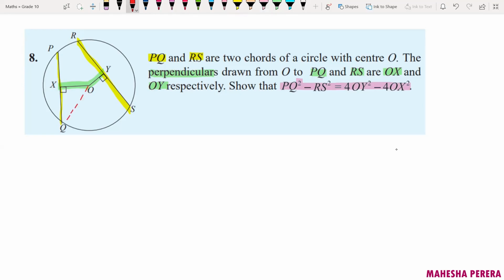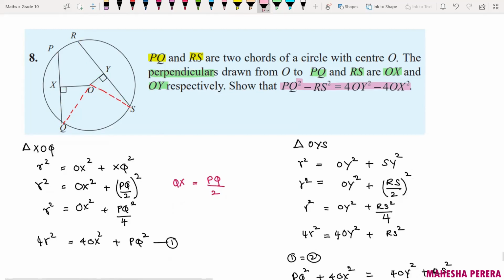Because for us to apply Pythagoras theorem, we have to have triangles, right? So here I'm drawing these two dashed lines to get two triangles. Now let's apply the Pythagoras theorem to these two triangles. First let's consider the triangle XOQ, this triangle.